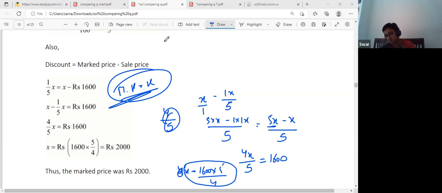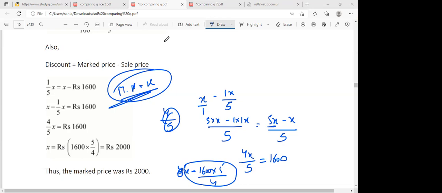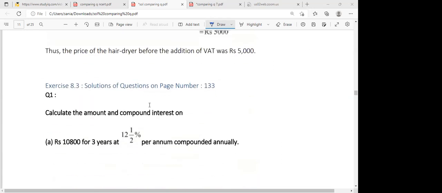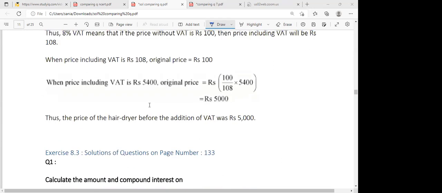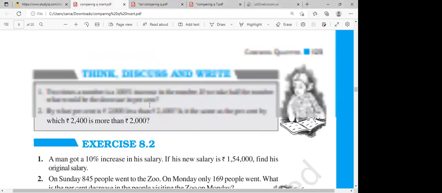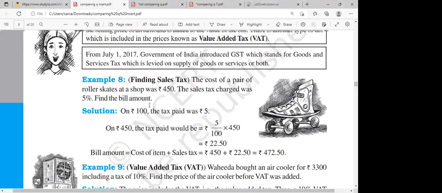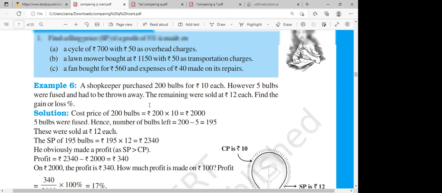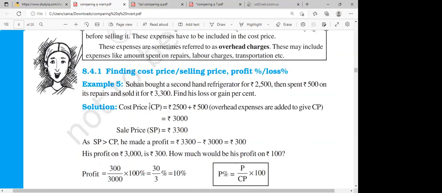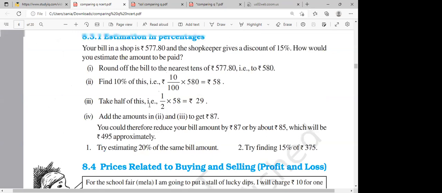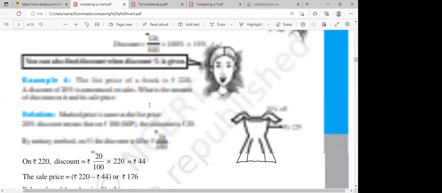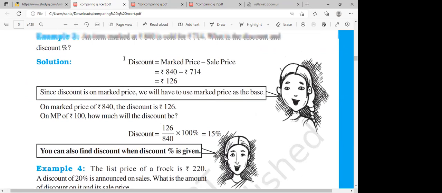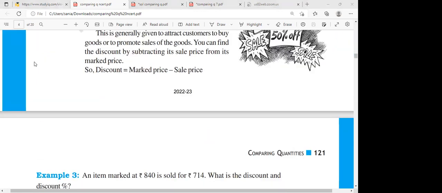Yes, now I'm getting 2000. Okay, good. Okay. So finding sales tax. Find the selling price. Find the gain and loss. Okay, discount. Okay. Example number 4. No, first do example number 3.